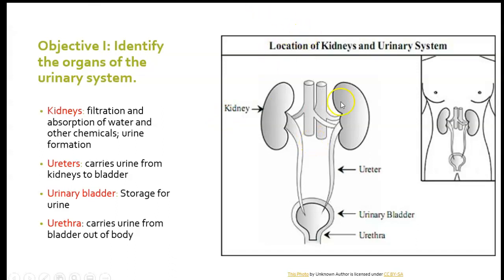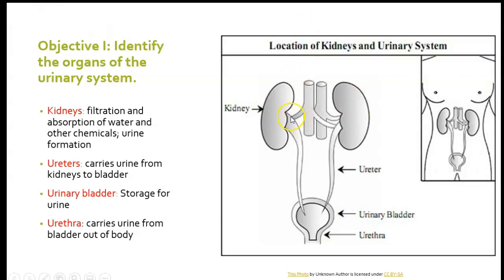The overall organs are going to be kidneys. You have 2 kidneys located on either side of your body. Their job is filtration and absorption of water and other chemicals. They're ultimately going to be responsible for forming urine, and kind of cleaning the blood as it pulls waste products out of it that will get eliminated from our body through urine, and then also putting the cleaned filtered blood back into the body to be recirculated.